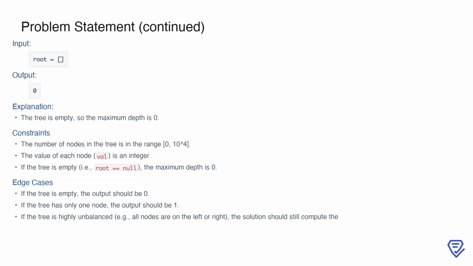In the third example, the input is an empty tree, represented as an empty list. Since there are no nodes in the tree, there is no path from the root to a leaf. Therefore, the maximum depth in this case is 0. This highlights how the solution should handle edge cases where the tree is empty.